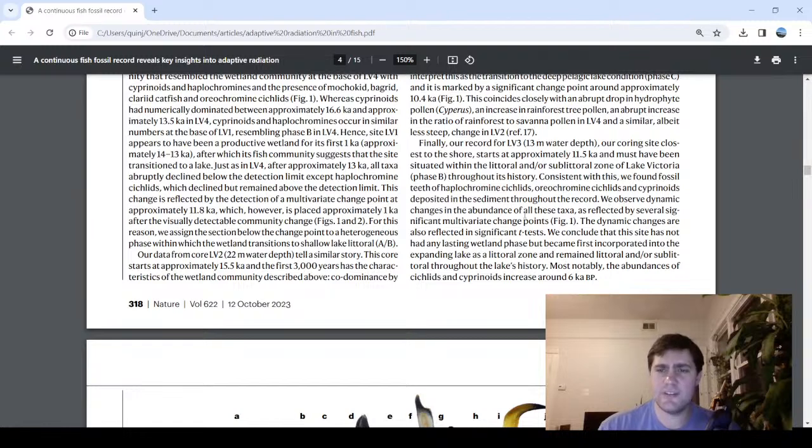We observed dynamic changes in the abundance of all these taxa as reflected by several significant multivariate change points. The dynamic changes are also reflected in significant t-tests. We conclude that this site has not had any lasting wetland phase, but became first incorporated into an expanding lake as a littoral zone and remained littoral or sublittoral throughout the lake's history. Most notably, the abundances of cichlids and cyprinoids increase around 6 Ka BP.